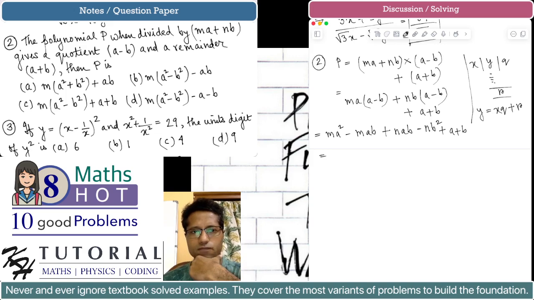The main objective of these 10 good problems is that you understand the problem well and you apply the correct algebraic identities, and you apply the addition, subtraction, multiplication and division of algebraic expressions correctly. So that is the main objective of making these 10 good problems. So I think this is the answer. Probably this can be the answer.